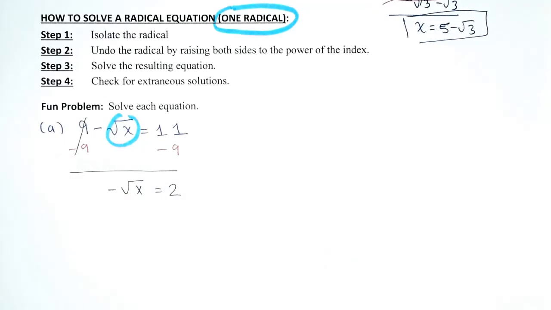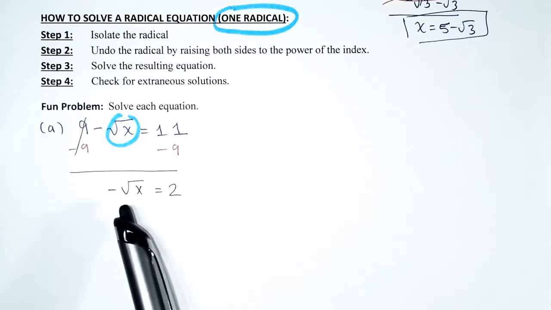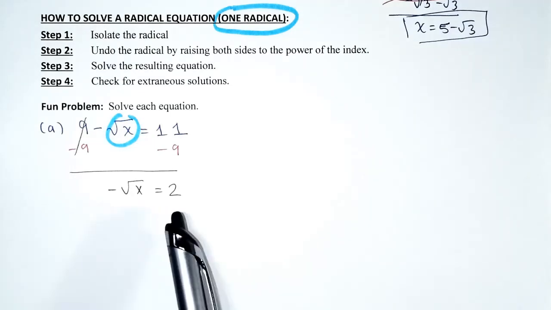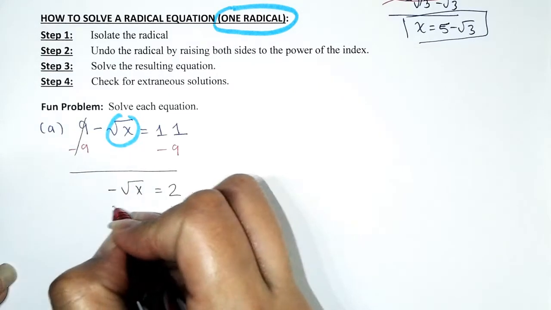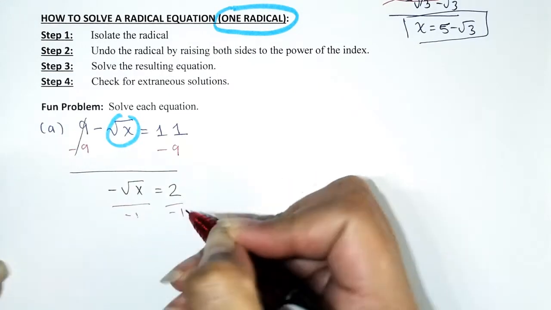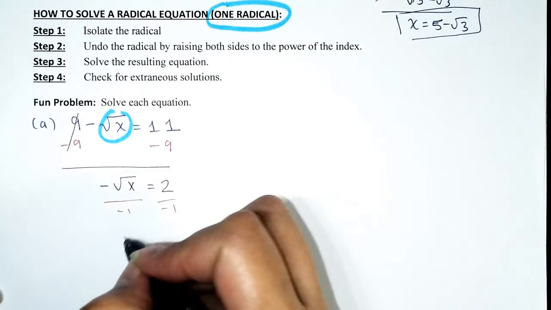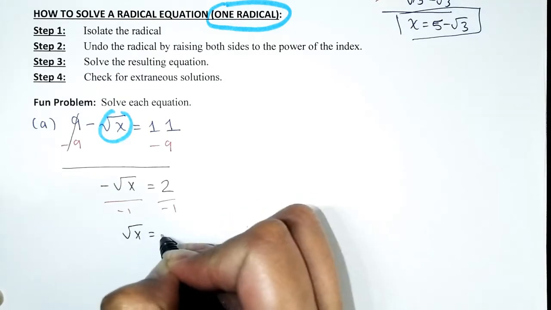Fantastic. So remember, step 1, isolate that radical. We don't have that radical quite isolated because I want to know what the square root of x equals. I could care less what its opposite equals. So to undo the multiplication by negative 1, let's go ahead, divide both sides by negative 1, and when we do, that will leave us with square root of x equals negative 2.